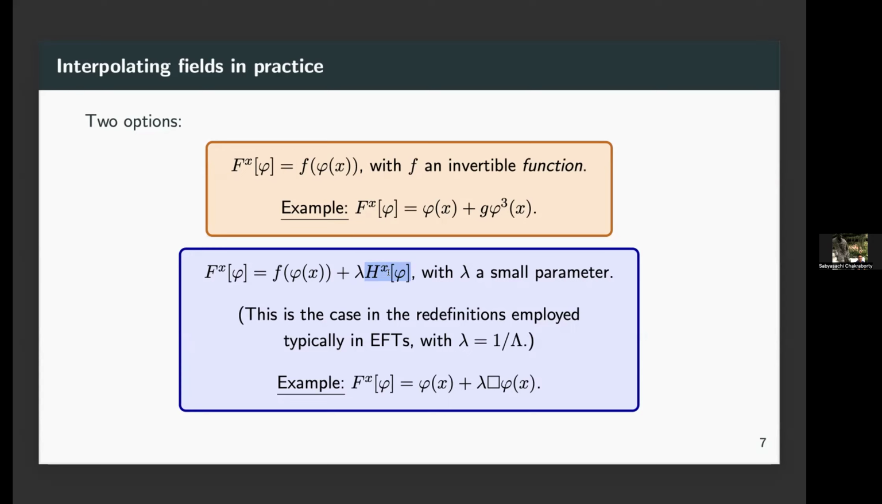Just a quick confusion. I might be wrong, but if I have some derivatives in the field redefinition, wouldn't I generate some non-local operators? Because when I take the inverse of that... You can only have derivatives if they appear as a perturbation, and then you can invert this relation as a power series in lambda, and that will be local too. Okay, I see. Thank you.